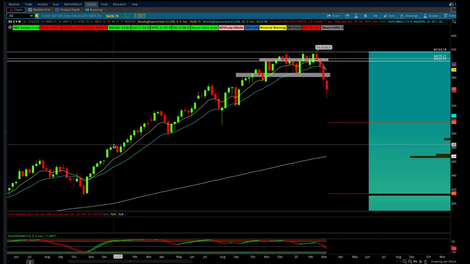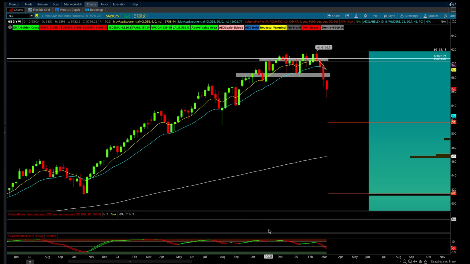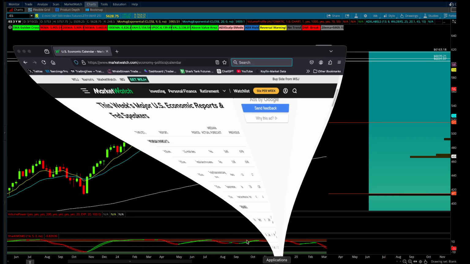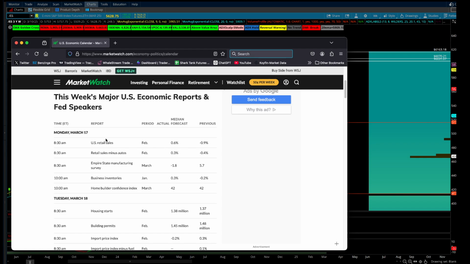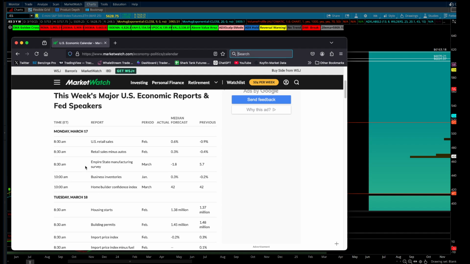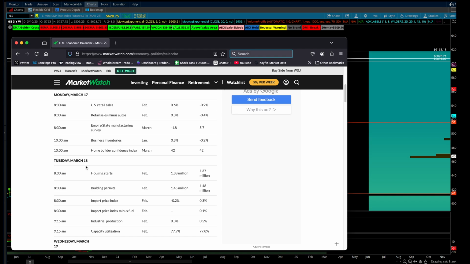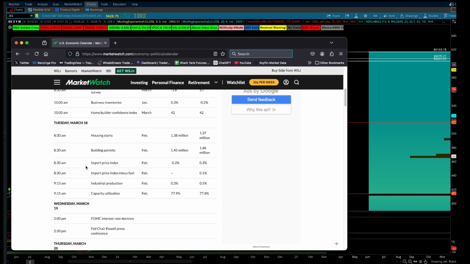All right, so let's take a look at the economic calendar for the week of the 17th and see if we have anything in store that we should be aware of. Monday, we really don't have too much for market movers here, so I am not too worried about anything on Monday. Tuesday the 18th, not too much here that is really going to be moving the market, so I'm not too worried about that.